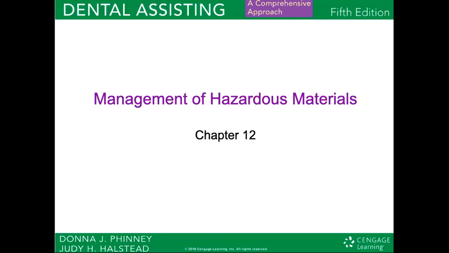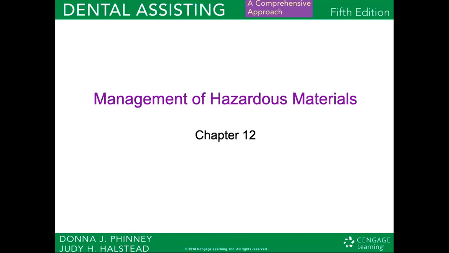Okay, so today we're going to be talking about the management of hazardous materials. This is chapter 12 and it starts on page 247 of your textbook. So what we'll be doing in this chapter is identifying the scope of the OSHA bloodborne pathogen standard and the hazardous communication standards. We'll explain the purpose of the hazard communication standard, abbreviated the HCS.